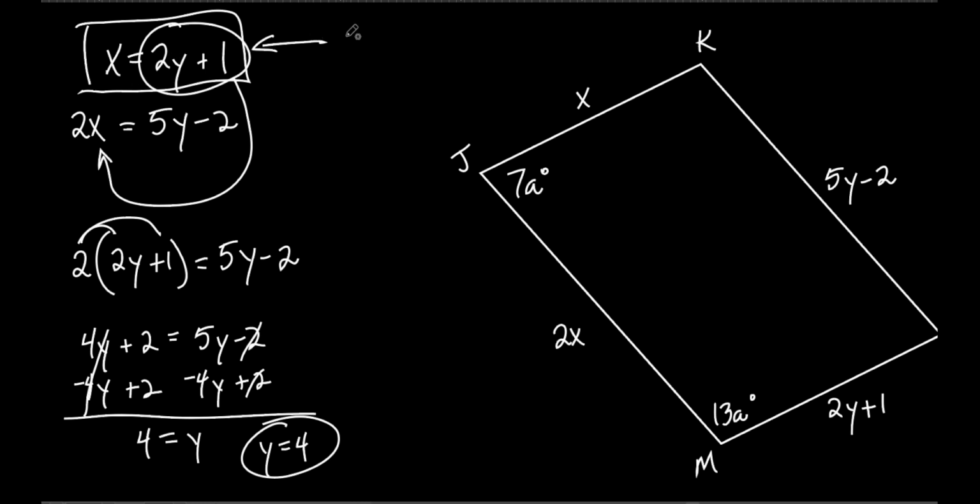So watch. x equals what? 2 times 4, right? Because y is 4, correct? So 2 times y, which is 4, plus 1. So x would be equal to what? 9. Okay?